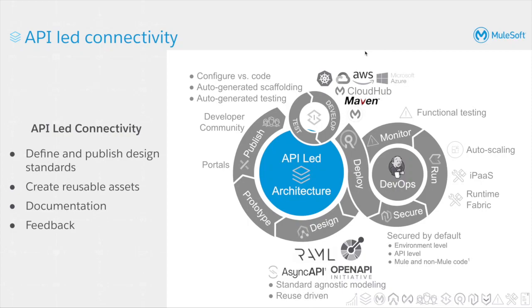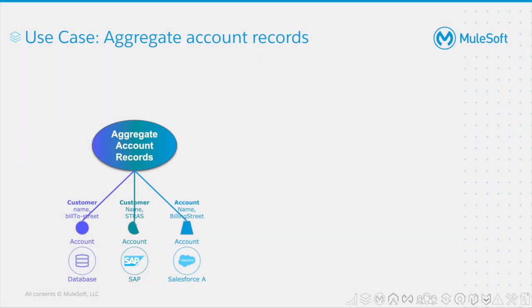API-led connectivity starts with an API-led architecture. And in this architecture, what we're trying to do is create reusable components that we can quickly use to assemble and compose new APIs very, very quickly. To illustrate this, we'll use a simple example of aggregating account records.